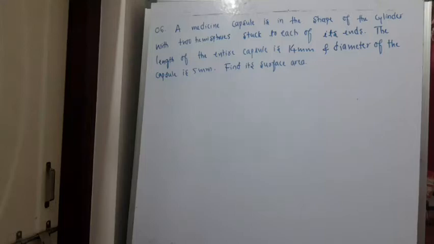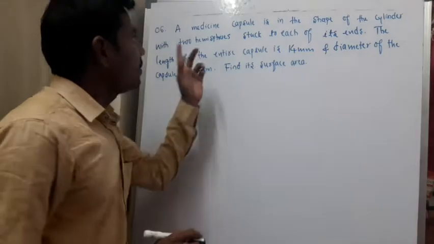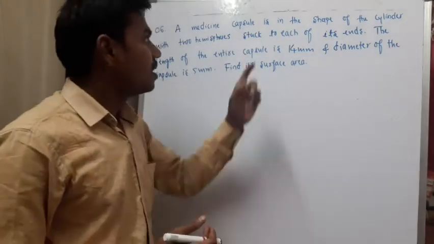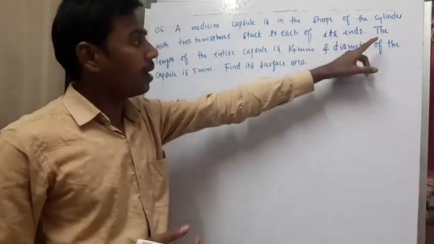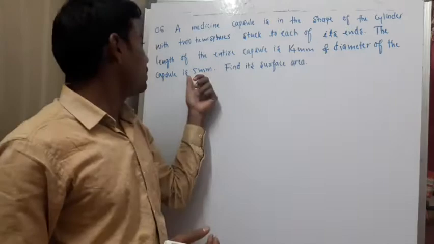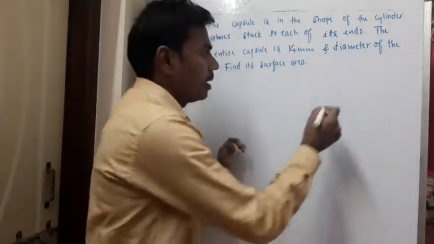So, dear students, we'll continue with exercise 13.1, question 6. A medicine capsule is in the shape of a cylinder with two hemispheres stuck to each of its ends. The length of the entire capsule is 14 mm and the diameter of the capsule is 5 mm. Find its surface area.